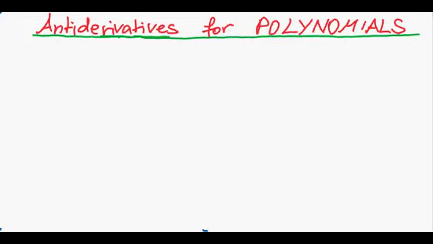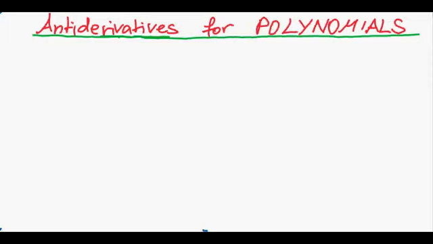Hi, this is Abe here, and we're going to be talking about antiderivatives for polynomials today. So, an antiderivative is just the opposite of a derivative, right? And it's also useful to find areas under graphs. So, given that very brief intro, let's very quickly get into it.